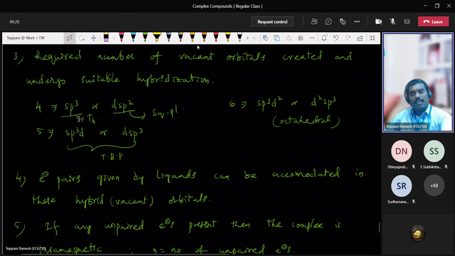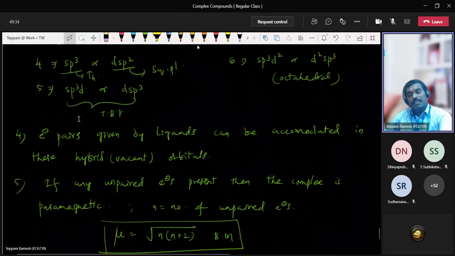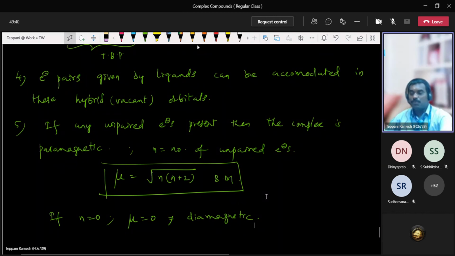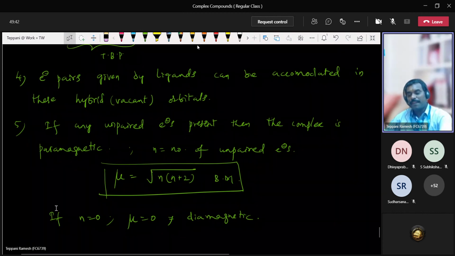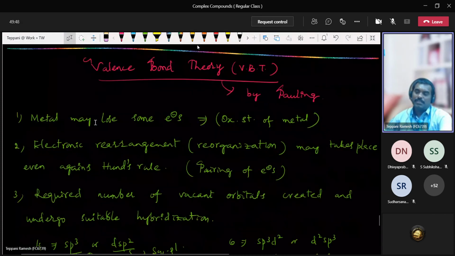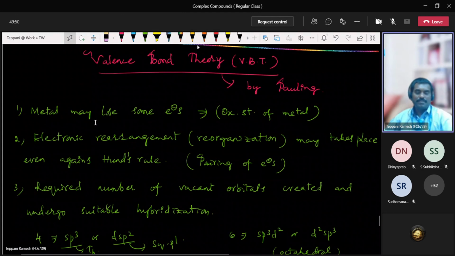Then electron pairs given by ligands can be accommodated or placed in these hybrid orbitals. Till now, if any unpaired electron is there, the paramagnetic magnetic moment you can calculate with mu equal to square root of n into n plus 2 Bohr magnetons. If no unpaired electron is found, then mu value is 0, diamagnetic. This is theory. Write these points.